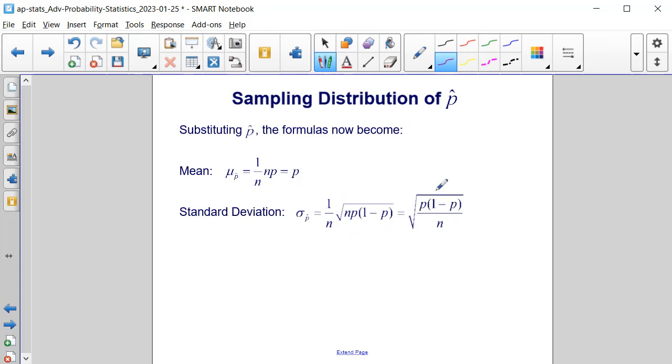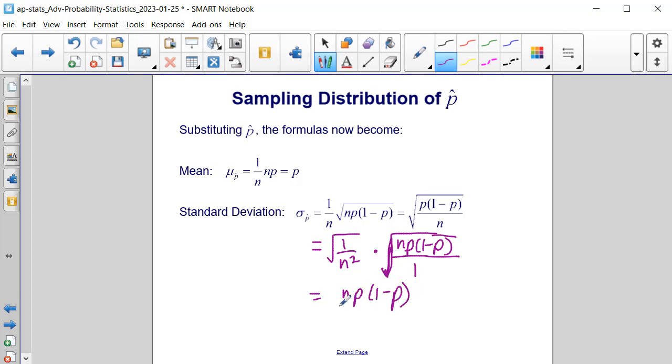Well, that does simplify to this quotient inside of the radical, and here's how. Well, we know that 1 over n is equal to the square root of 1 divided by n squared, and we're multiplying it by the square root of np times 1 minus p, and this is over 1, and the radical can be brought down to the whole thing because the square root of 1 is 1. And then if we multiply these together, we end up getting n times p times 1 minus p in the numerator and n squared in the denominator, and all of this is inside of the radical still. And this n cancels out with one of the n's in the denominator, leaving us with the square root of p times 1 minus p all divided by n as the standard deviation.